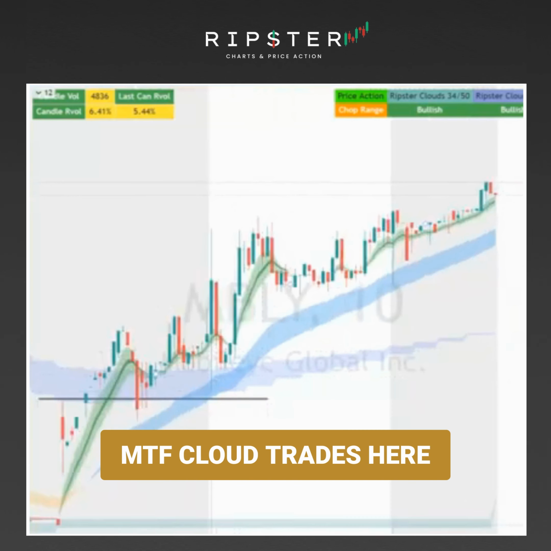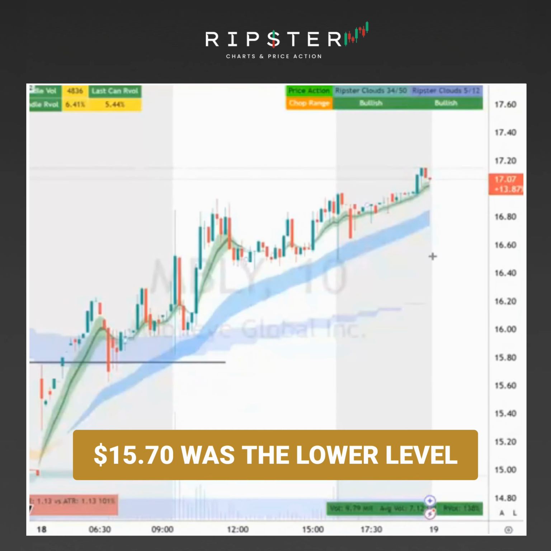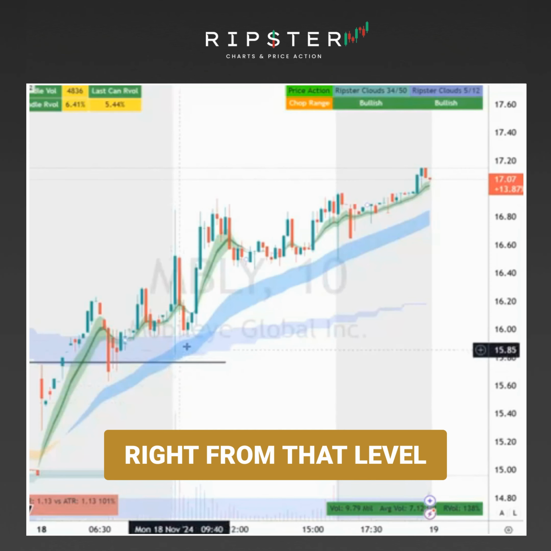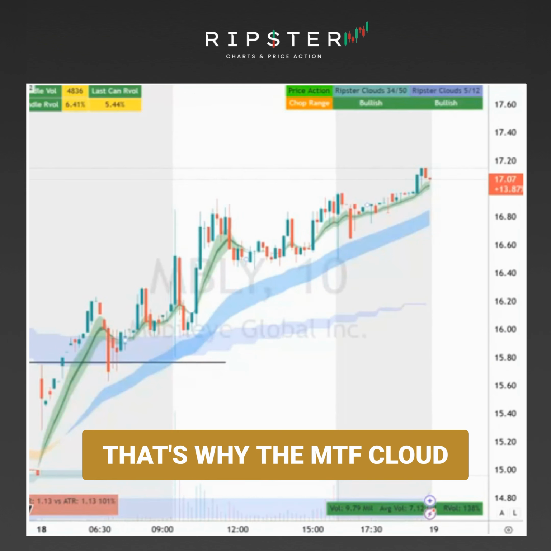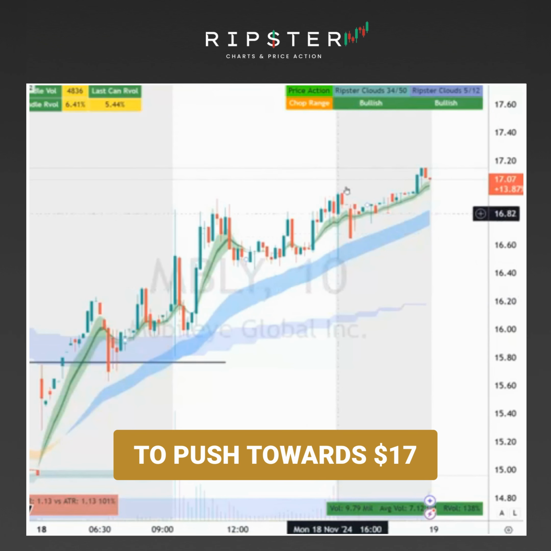Let's look at some specific MTF cloud trades here. The plan on MBLY was Trump team using self-driving rules. Long if MTF holds, 1570 was the lower level, and you see where it's bouncing from, right from that level, right from the MTF clouds. That's why the MTF clouds provide you very consistent, high probability trades. From that bounce it kept on pushing towards 17 right now.